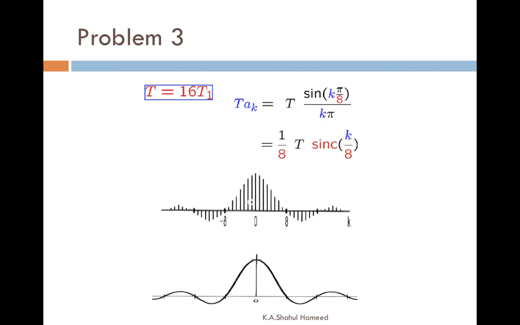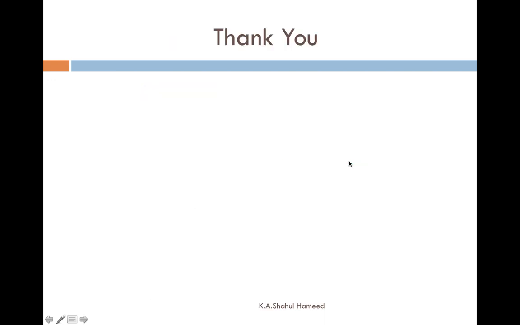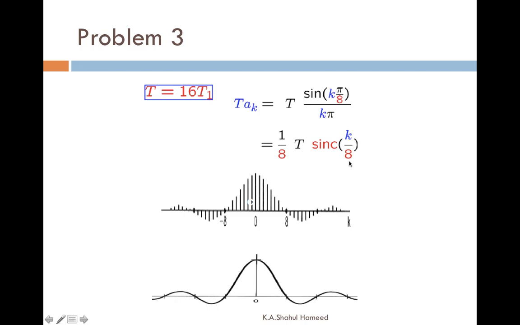So this is the case for T is equal to 16 t1. When you substitute T is equal to 16 t1, you will get T into a_k is equal to 1 by 8 T into sin of k by 8. Okay, thank you very much.